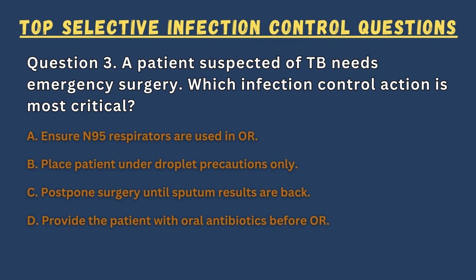Question 3. A patient suspected of TB needs emergency surgery. Which infection control action is most critical? A. Ensure N95 respirators are used in OR. B. Place patient under droplet precautions only. C. Postpone surgery until sputum results are back. D. Provide the patient with oral antibiotics before OR.